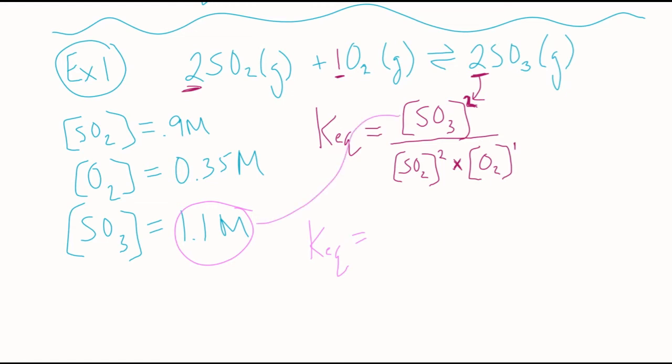So I'm going to plug in this 1.1 molar because that is for the SO3. So we're going to plug that in, and we're going to square it, right? Because that 2 came from the coefficient. And then on the bottom, we're going to get 0.9 squared multiplied by 0.35 to the first power.